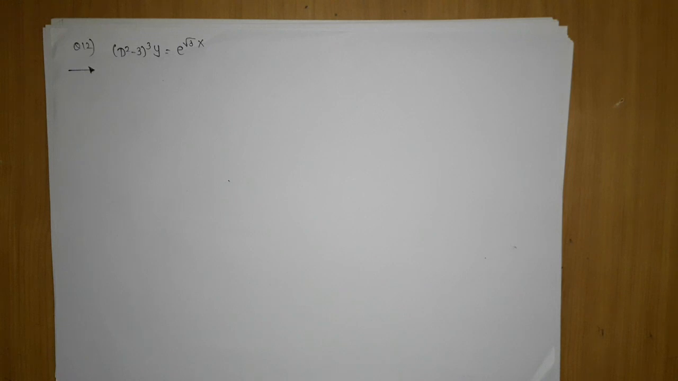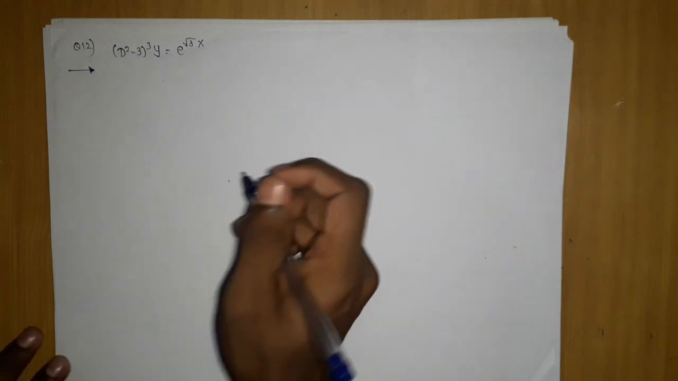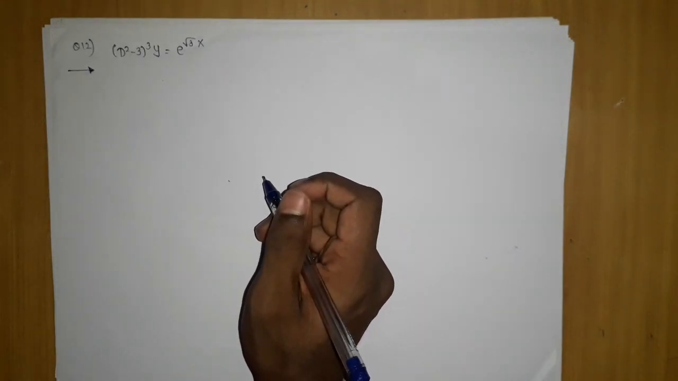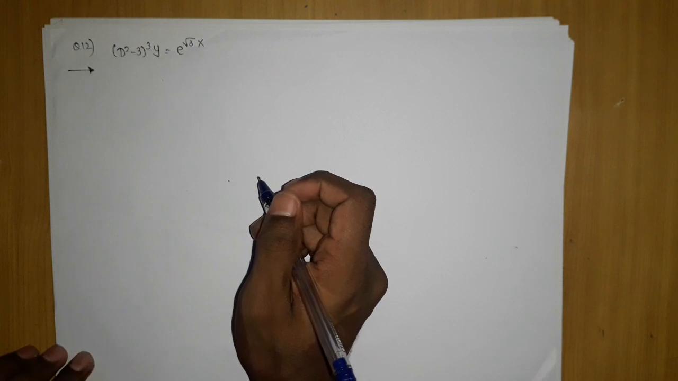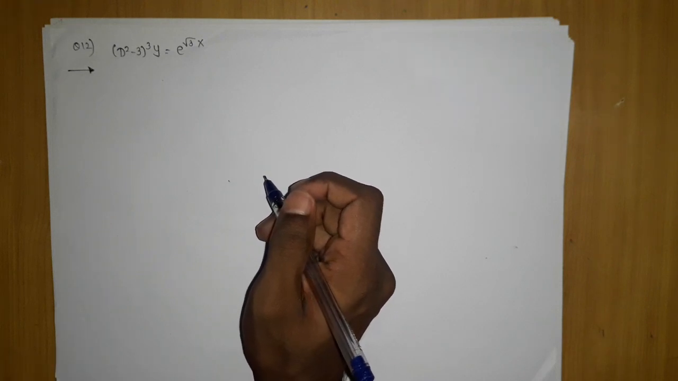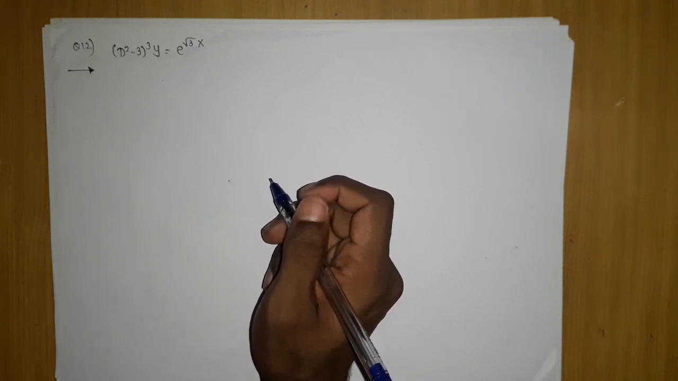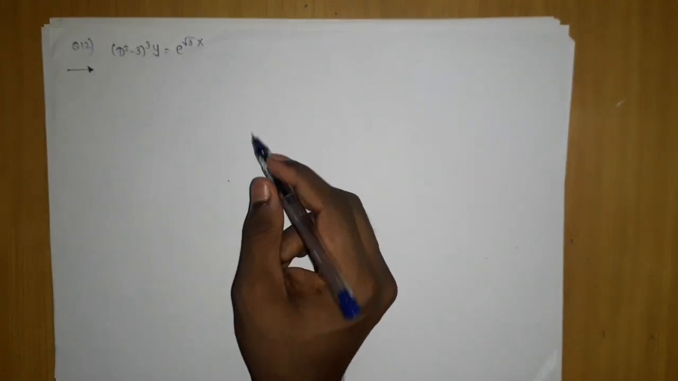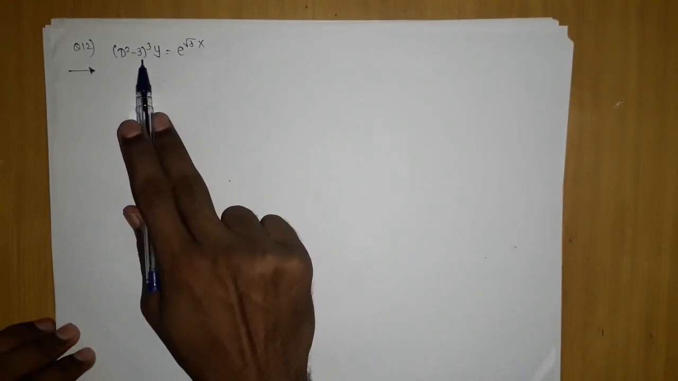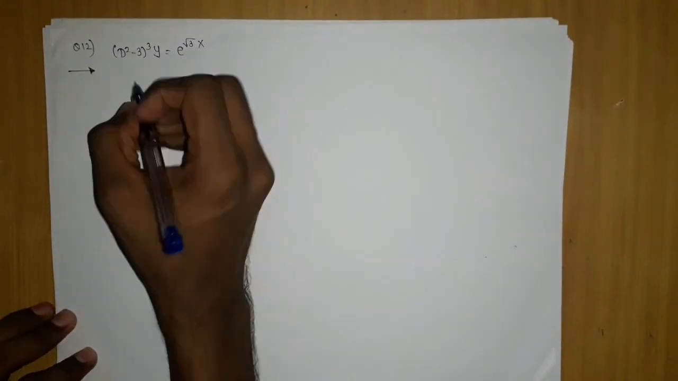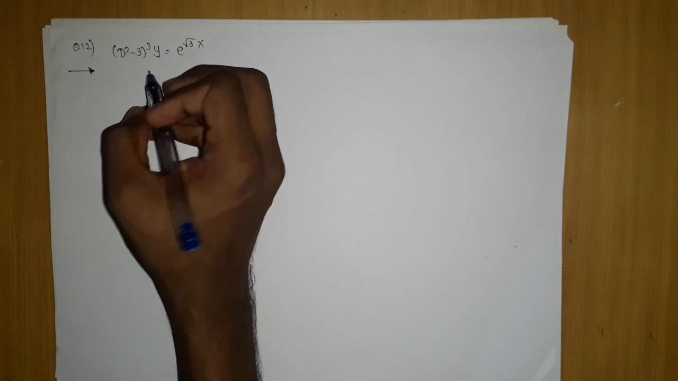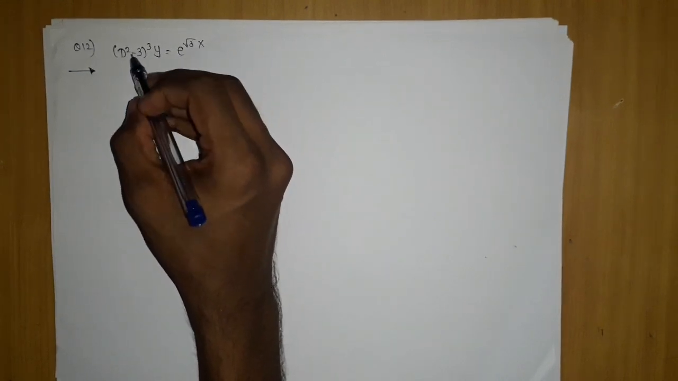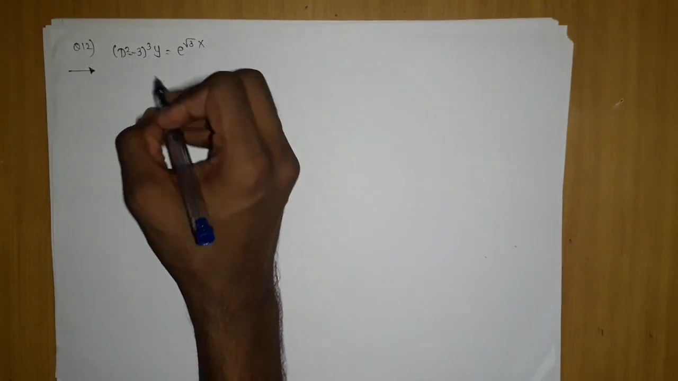So what we are going to do here is write it in this format. If we open it, we can get something like d square. Okay, what should we do in this? Let's first get the auxiliary.